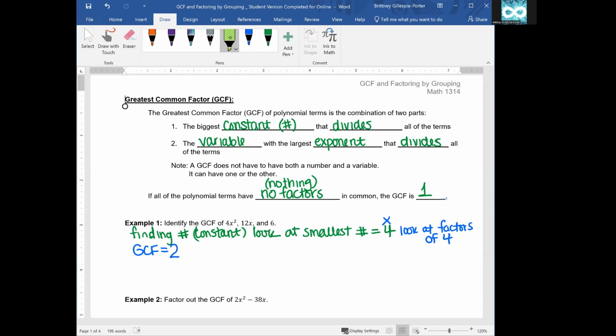Now, if we look at our variables, our first term has an x squared. Our second has an x. Then our last one doesn't have any x's, which means that we cannot include x in our GCF, because GCF is only what they have in common. What can everyone give to the party or to the cause? Which means that our GCF is going to be 2.